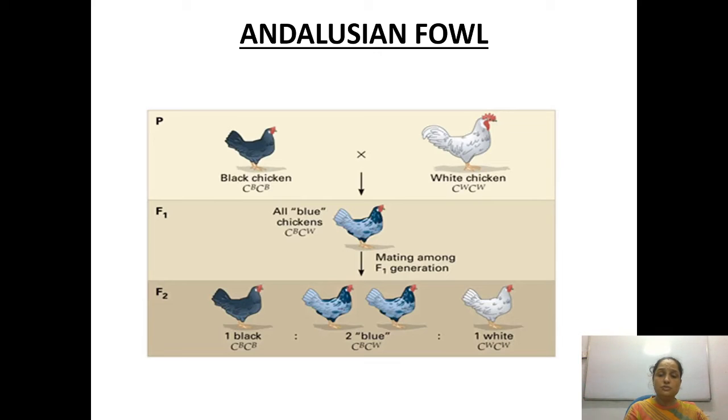So here you are able to see that none of the characters is showing its complete dominance. The character which you got in the F1 generation is all because of the incomplete dominance.